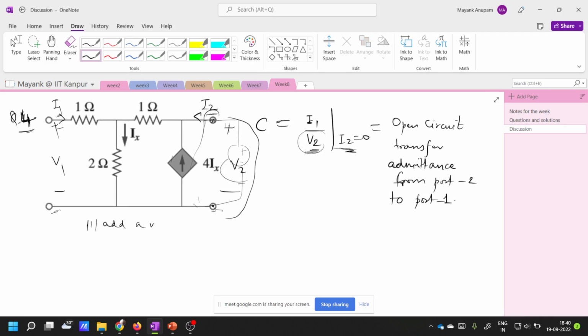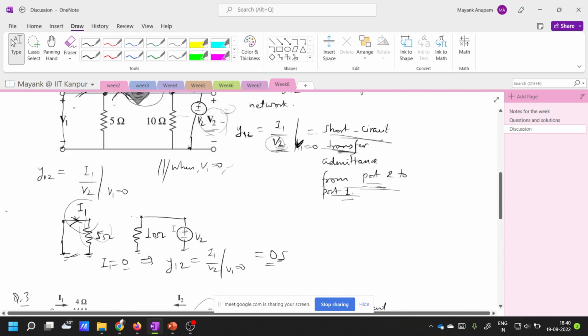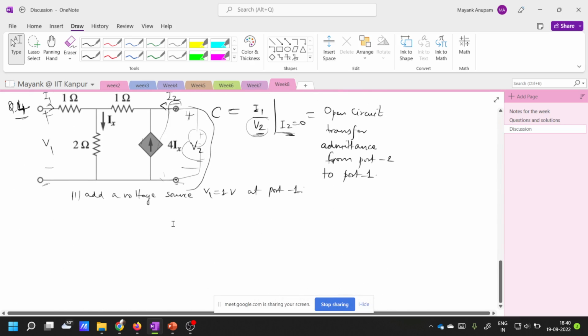Add a voltage source V1 equal to 1 volt at port 1. Okay, so let's see how the equivalent circuit will look. So the equivalent circuit, after that, the circuit will transform in this manner.